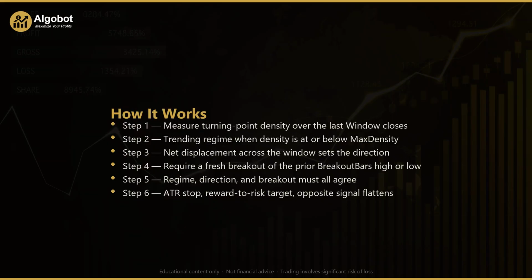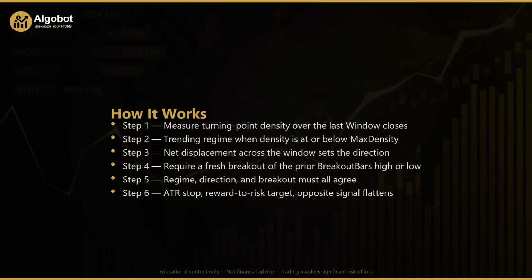Let's walk through the exact logic the expert advisor follows, step by step. Everything happens once per completed bar, so the strategy is calm and deliberate rather than reacting to every tick. Step 1 is the measurement. The strategy looks back over a window of closes, 22 bars by default, and counts how many interior bars are turning points, meaning local peaks or local troughs. It divides that count by the number of interior bars to get the density, a value between 0 and 1.